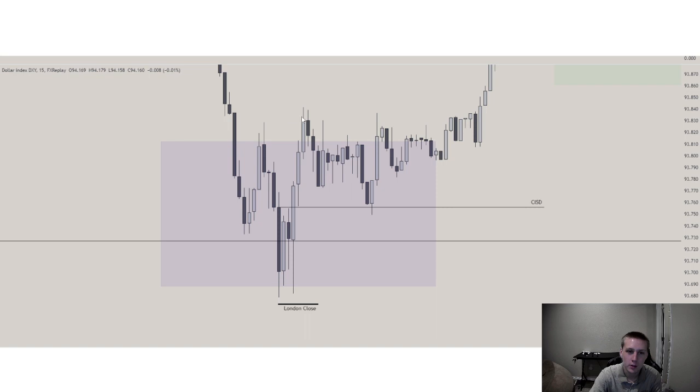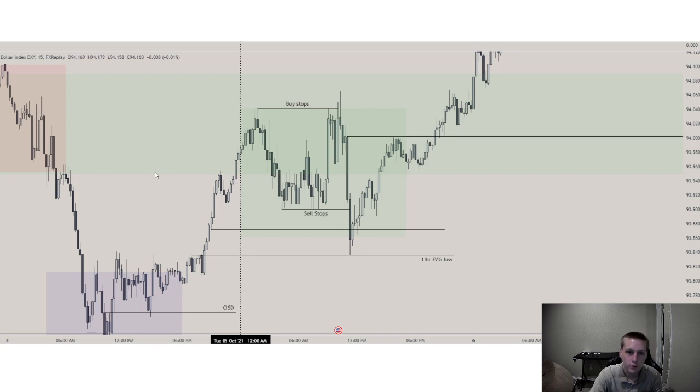Right here, market structure shift, pull back, fair value gap, 2022 model. And now we have this fractal in price here, after we've had that smart money reversal. This is then when you know that, hey, price probably changes the state of delivery, and now we're likely going to see buy side delivery here. That's what ends up happening. We end up having a double purge where we take both buy stops first, then we take sell stops first, and then we head higher.